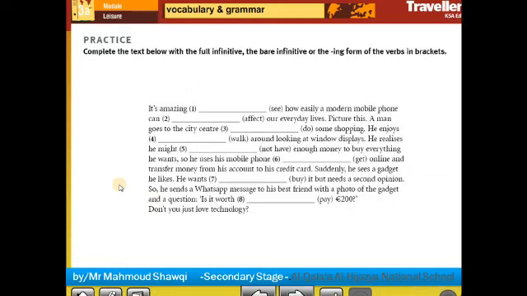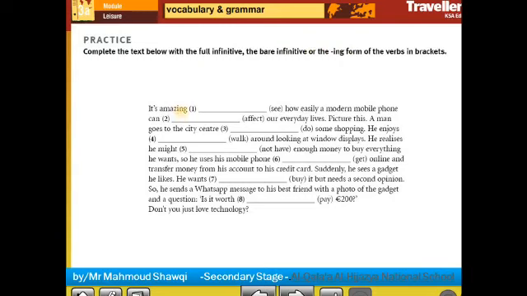Now, you can find a practice on page 39 in your student book. Please open your student book, page 39, and complete the text below with the full infinitive or the bare infinitive or the ing form. Okay?